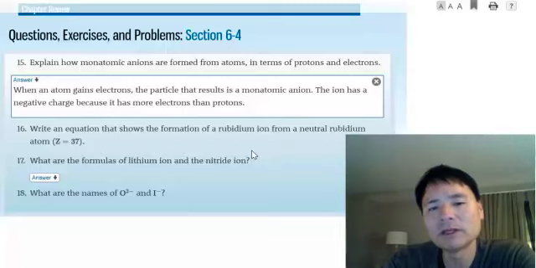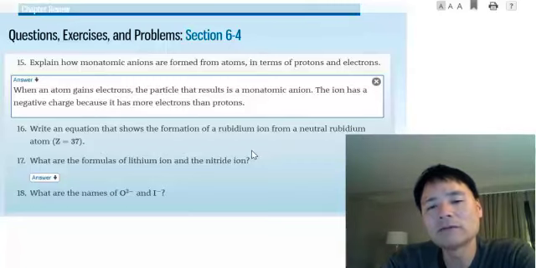17. What are the formulas of the lithium ion? Lithium is a group 1, and all group 1 ions are +1, so that would be +1, except for hydrogen. Hydrogen could be +1 or -1. And then the nitride ion.